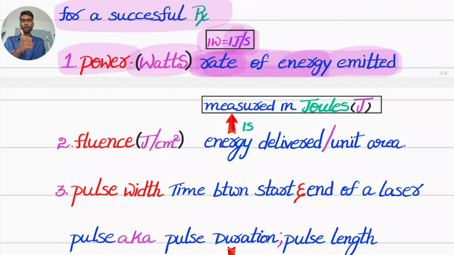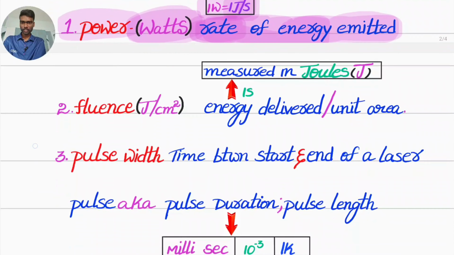If a bulb has a power of 100 watts, it means it has the capability to emit 100 joules per second. If it is a 200 watts bulb, 200 joules per second. Nothing but the power of that bulb. Now the power of the laser is measured in watts.